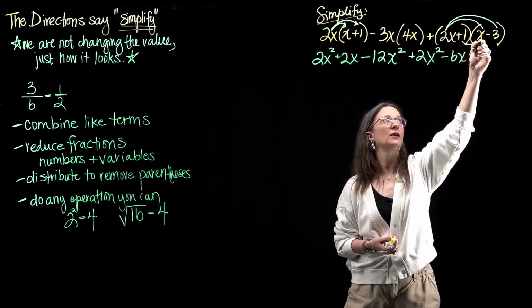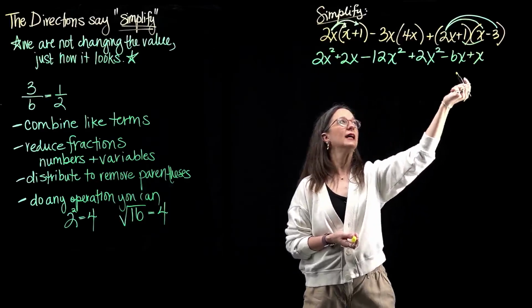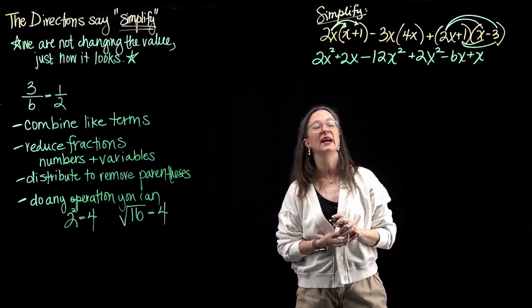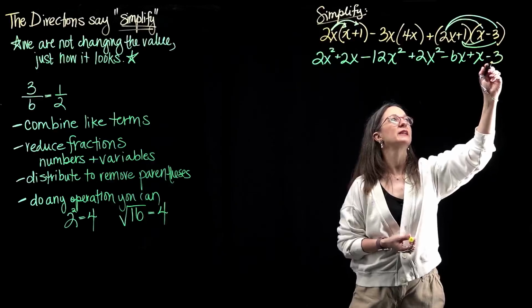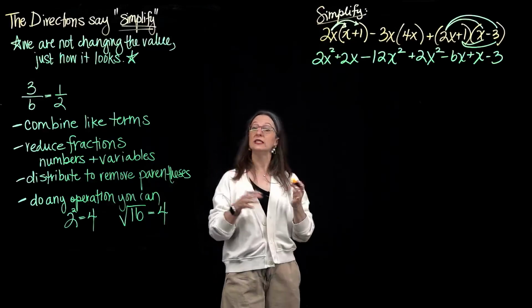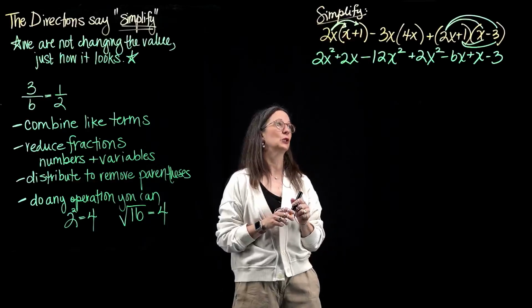Inside terms together, 1 and x gives me a plus x. And then last terms together, positive 1 and negative 3 multiplied together gives me minus 3. All right, we did the distributive property and the multiplication. Now we're going to collect up like terms.